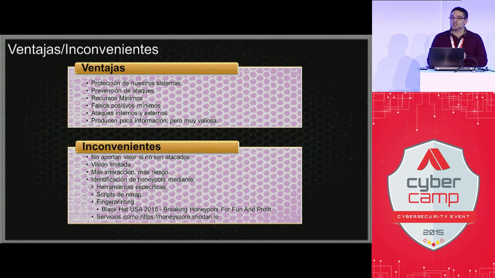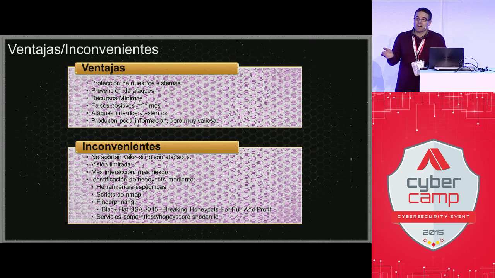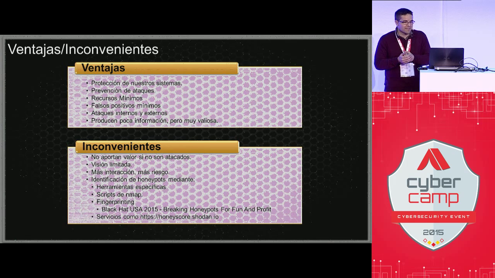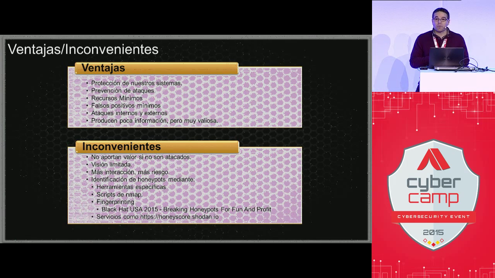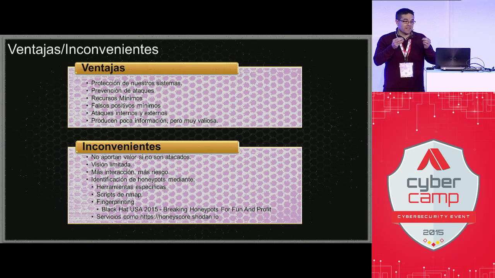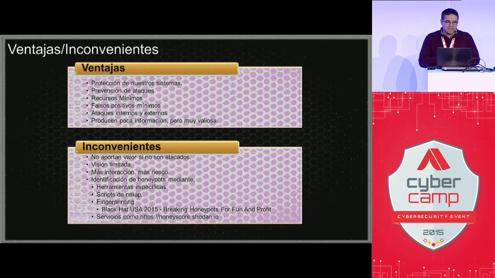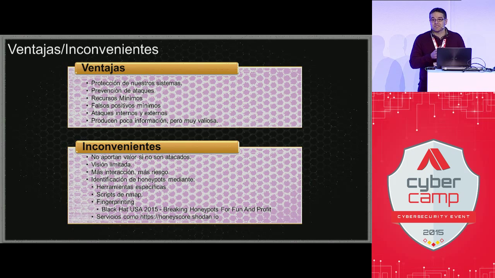But there are also downsides to it. No contribution if they are not attacked. No matter how many probes or sensors we have, if they are not attacked, we get nothing from that. Then limited vision: a honeypot only detects activity whenever the honeypot is attacked, but does not detect any activity in equipment around it. Higher interaction, higher risk.